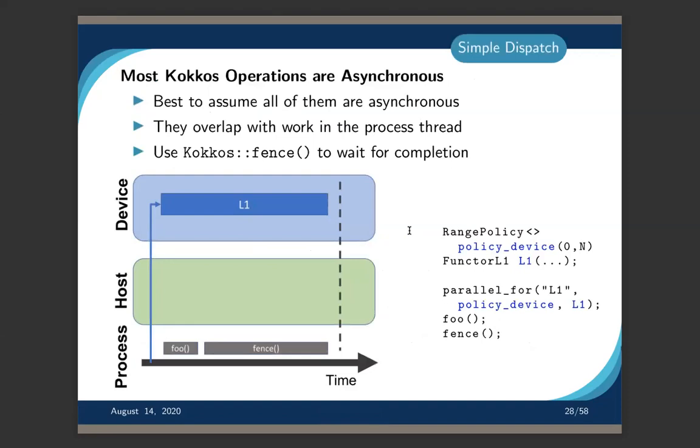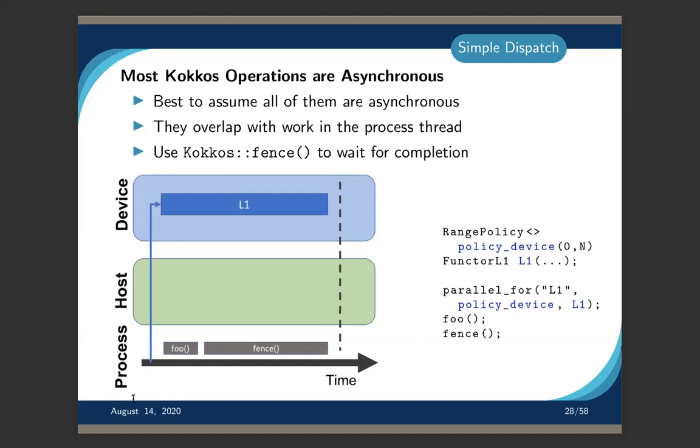So let's start really simple. We said most Kokkos operations are asynchronous. Generally, it's best to assume that all of them are asynchronous, and maybe just remember the one or two really important exceptions. Because we are asynchronous, we are non-blocking, we overlap the work in the process thread. Your process thread is essentially a thread which executes main. You dispatch work to a parallel for, you create the policy, you dispatch a lambda or a functor, and then you call foo and then you call fence.